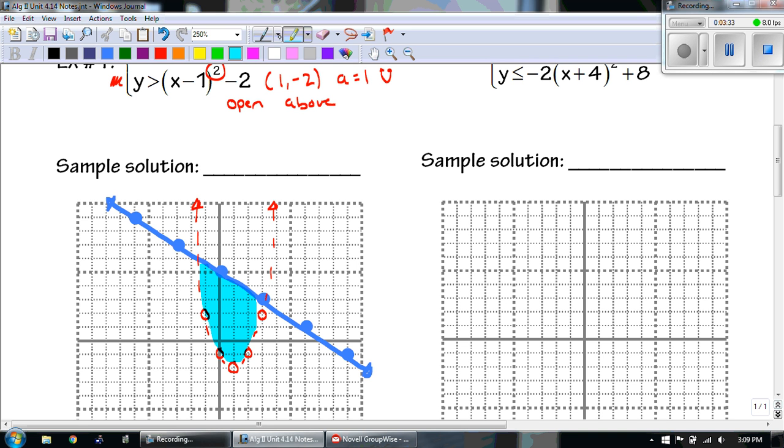Okay, now I need to identify a solution. So anything that's in here, I would try to find something nice, perfect, and in the middle so it's easy to see. And so we have a point of 1, 2.